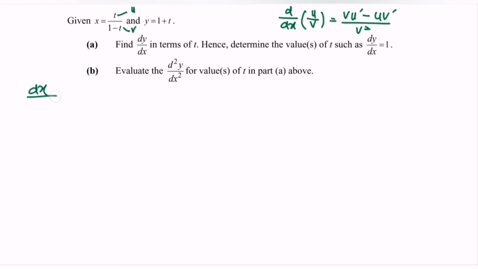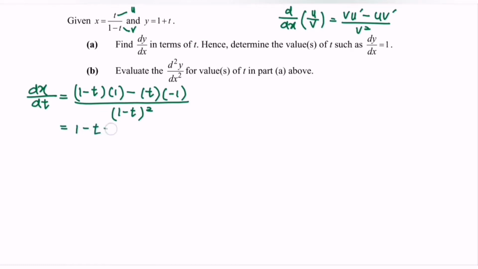So dx/dt is equal to: we have v, which is 1 minus t, times the derivative of u with respect to t, so we will have 1, minus, again, we have u, which is t, times the derivative of v with respect to t, which is negative 1, over v squared, 1 minus t bracket squared. So kindly simplify the situation. We will have 1 minus t plus t over 1 minus t bracket squared. So dx/dt is equal to 1 over 1 minus t bracket squared.